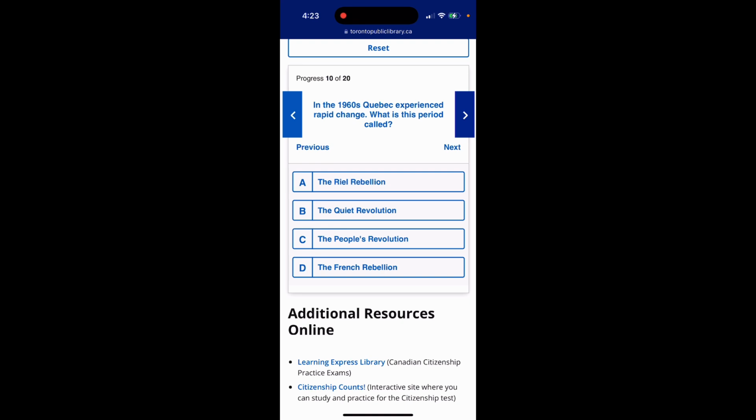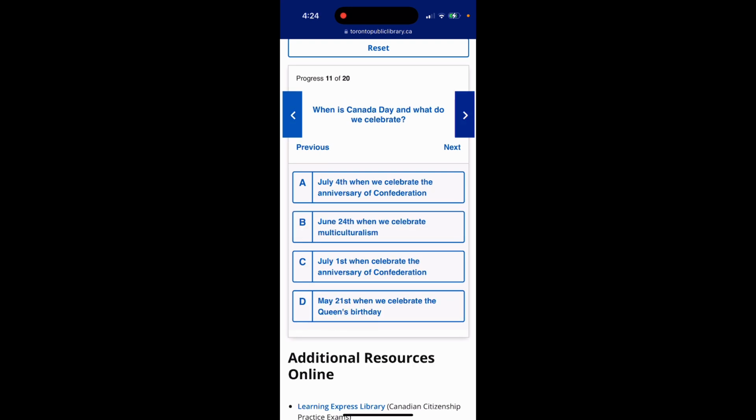Question 10. In the 1960s, Quebec experienced rapid change. What is this period called? Option A, the Real Rebellion. Option B, the Quiet Revolution. Option C, the People's Revolution. Option D, the French Rebellion. The answer is option B, the Quiet Revolution.